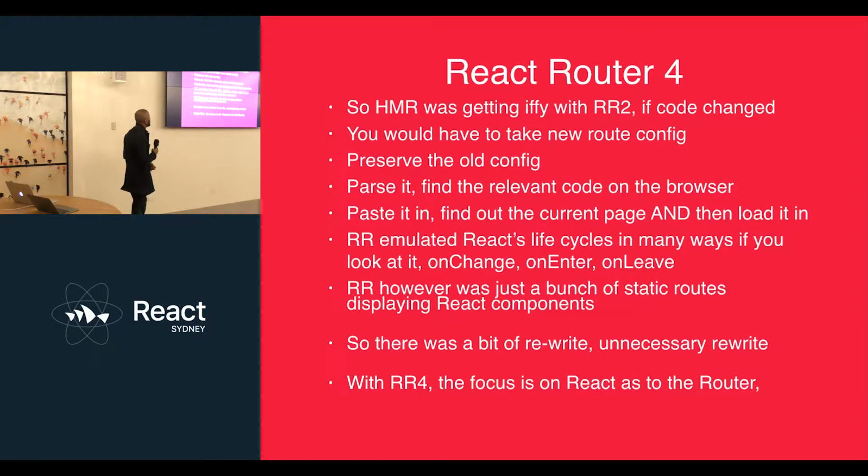Now, the guys who made React Router, the React Training guys, said, look, there are a few issues we have with this. Hot module reloading is a pain. If I had to do HMR, or hot module reloading, I would literally have to take the entire new route config from what I just changed, preserve the old config, parse it, find the relevant code on the browser, paste it in, check whether this is even the right route that I'm on, and then reload it, right? And React Router did a lot of things that React already did: on enter, on leave, on change, all things that React had built in itself. So we're repeating code in production, which we shouldn't be doing.